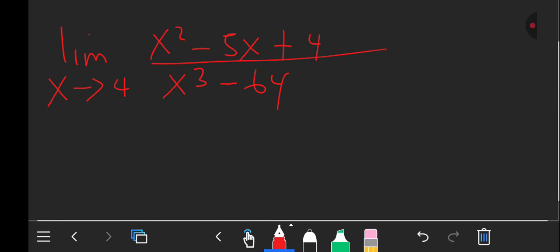So how can you evaluate this kind of a limit? As we said, we need first to do some factorization on the numerator and also on the denominator, to see if we can evaluate it. So I'm going to say limit as x approaches 4. We can factorize the top part there. The product is just 4. The sum is just -5, so the factors will be -1 and -4.